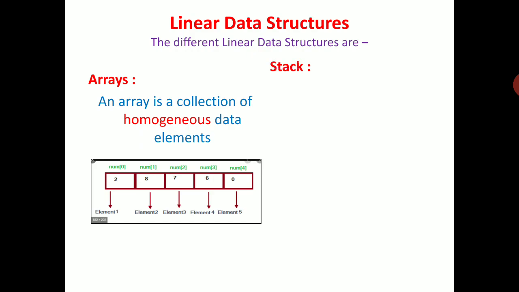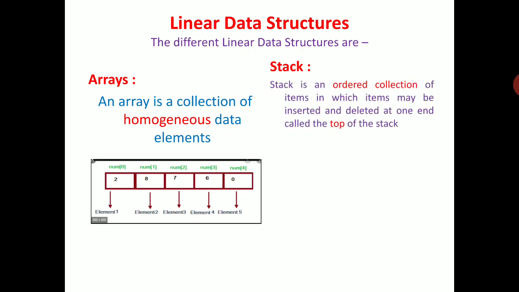The second type of linear data structure is stack. Now the question arises here, what is stack? Stack is an ordered collection of items. See here, stack is an ordered collection of items. Array is also an ordered collection of items. Stack is also an ordered collection of items.